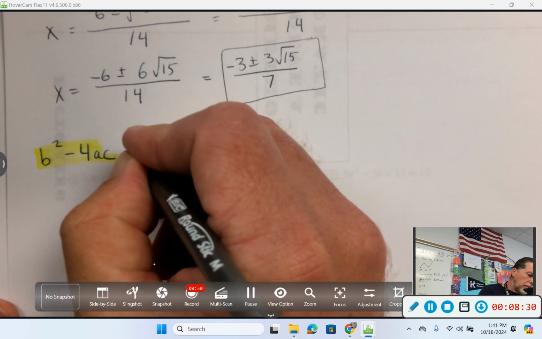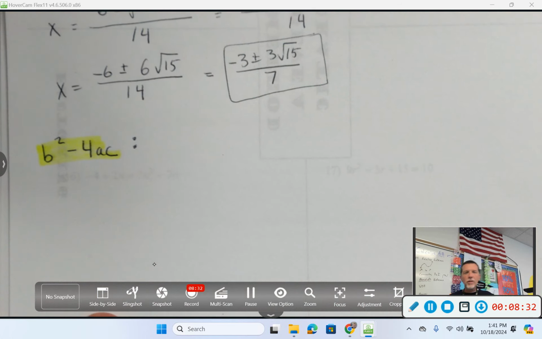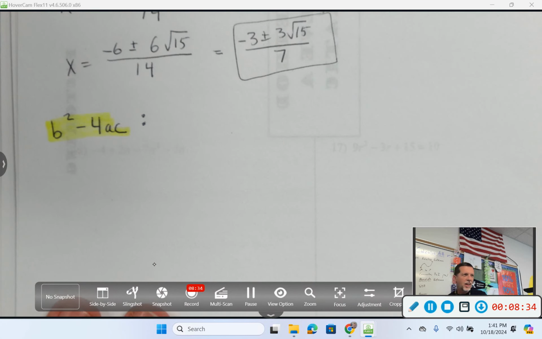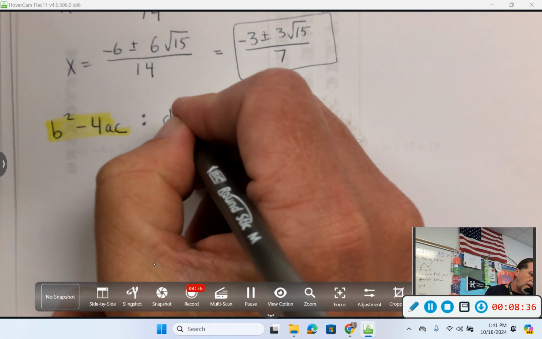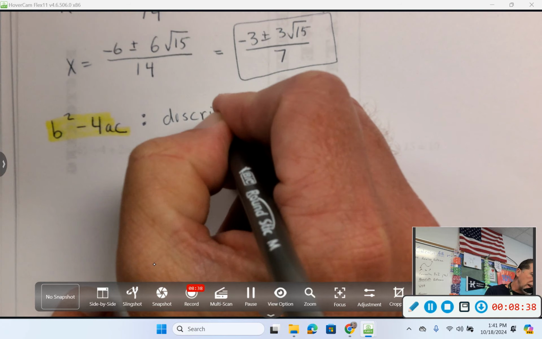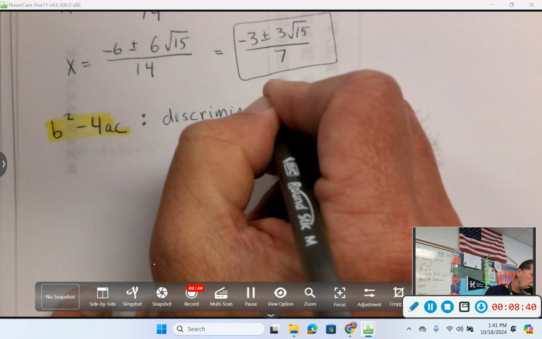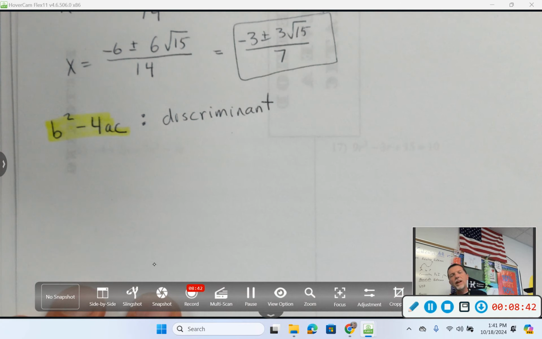I don't know if you've done this before or not. Do you know what it's called? It's a fancy name. Discriminant. The discriminant. Well, I guess you will need to know that name because we'll say, find the discriminant.